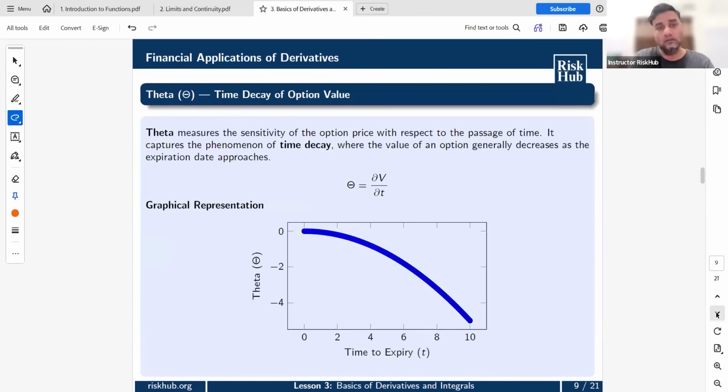Okay. Now look at your theta time decay of option value, very, very important graph, right? We are trying to show or measure the sensitivity of the option price with respect to the passage of time. It captures the phenomenon of time decay, where the value of an option generally decreases as the expiry date approaches, which is delta V by delta T. You start with a very fundamental observation that options lose value as time passes. Why? Because the probability of a large price movement shrinks as the expiry approaches, right? This decay is measured by theta.